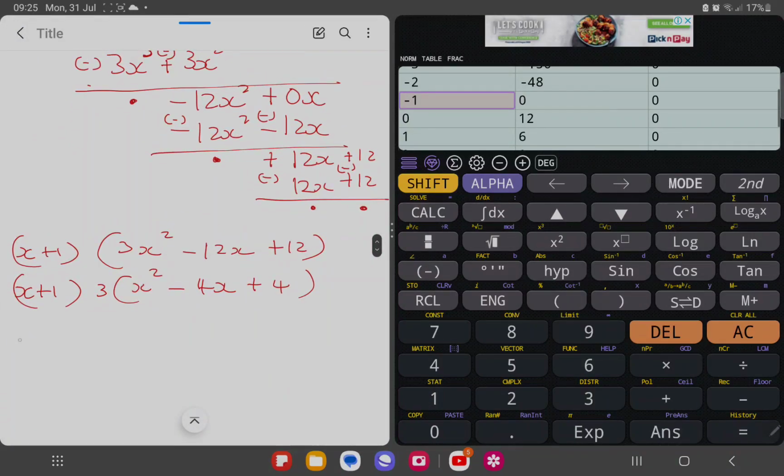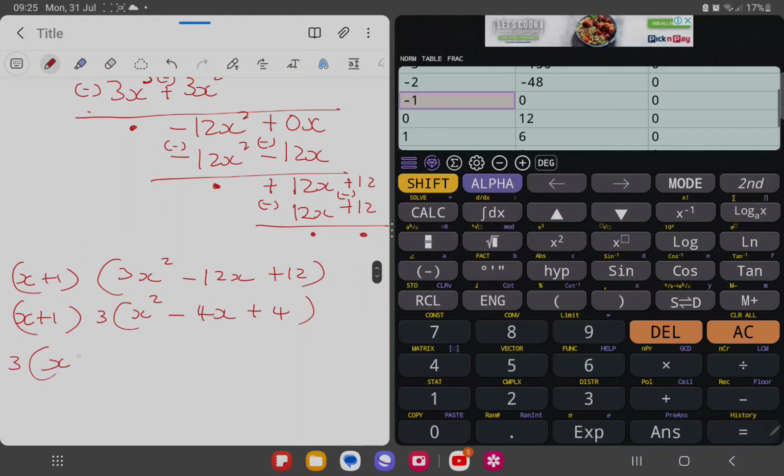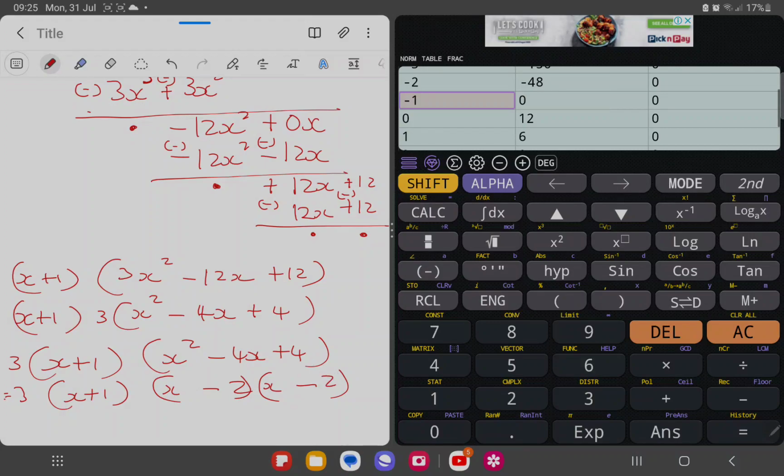Okay, then this can be rewritten like this: 3 into x plus 1, then into x squared minus 4x plus 4. Then we open up two brackets here. For x squared, it is x times x. Then we want two numbers that when you multiply give us 4, and the same numbers when you add give us negative 4. So we must consider a negative number times a negative number. What is that number? It is 2 times 2.